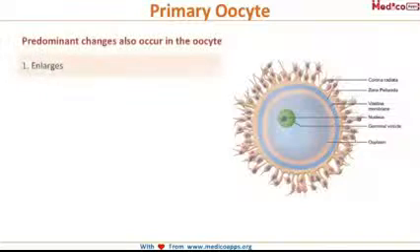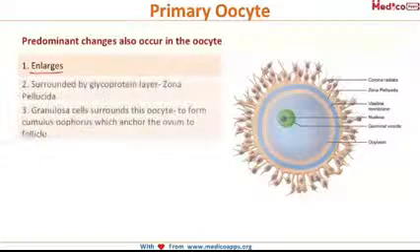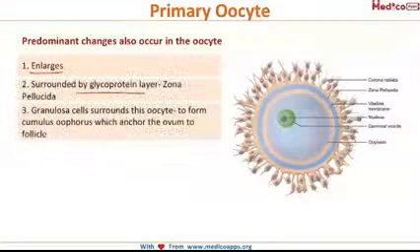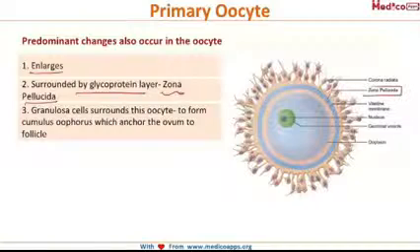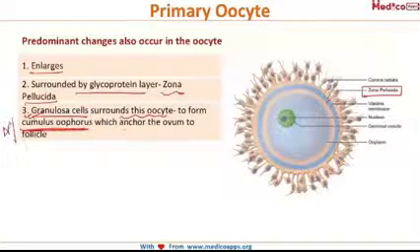Now, this oocyte enlarges. It starts becoming bigger. It is surrounded by a glycoprotein layer, the zona pellucida. You can see here, this is the zona pellucida. This in blue is the zona pellucida, a glycoprotein layer surrounding the primary oocyte. Then we discussed that the granulosa cells come and surround this oocyte to form cumulus oophorus or the discus proligerus, and this basically anchors the ovum to the wall of the follicle.